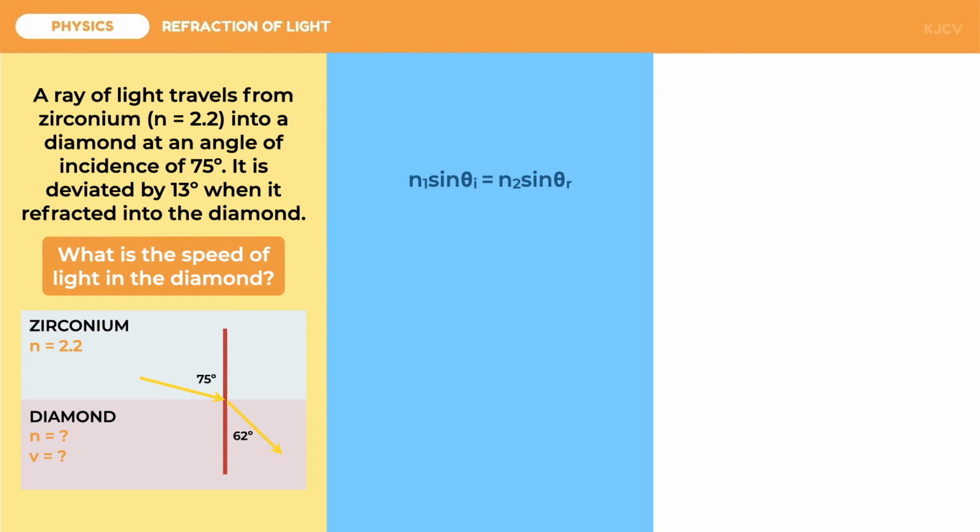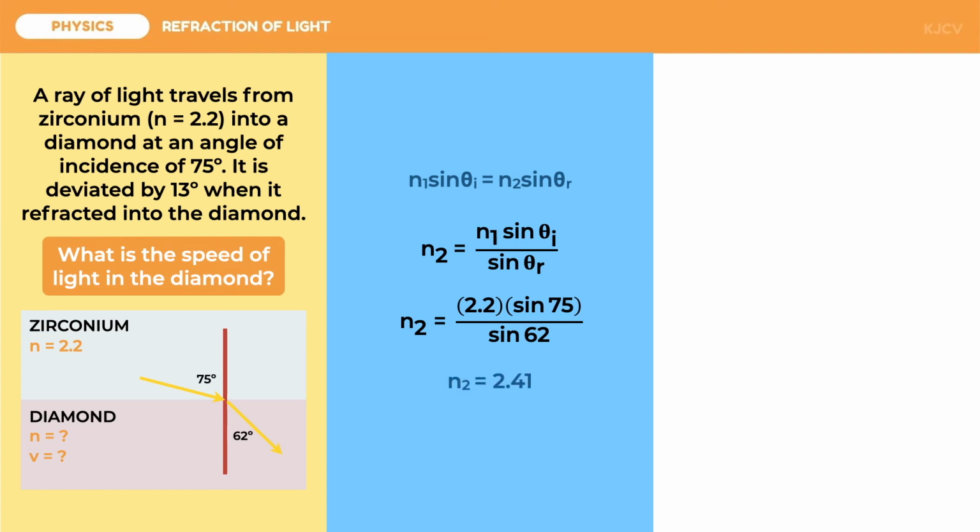To completely isolate n sub 2 or the index of refraction in diamond, we are going to divide both sides of the equation by sine theta sub r. Take note that we did not do inverse sine because we are not removing the sine function of the refracted angle. Substituting the values, we are going to have n sub 2 is equal to 2.2 multiplied to sine 75, all divided by sine 62. Computing this will give us 2.41 for the index of refraction in the diamond layer.